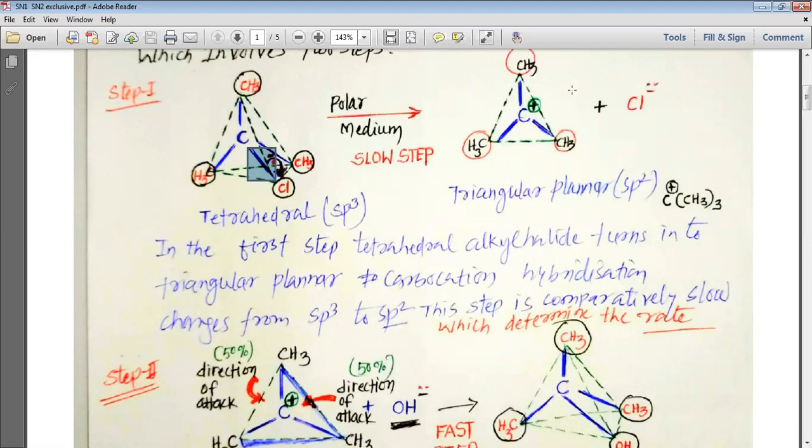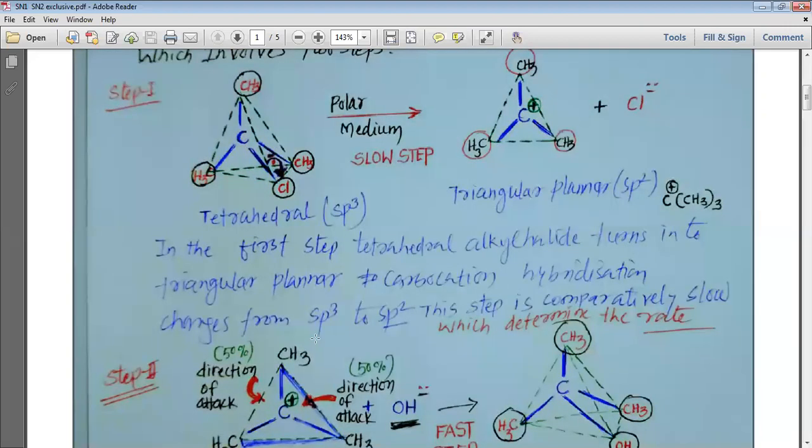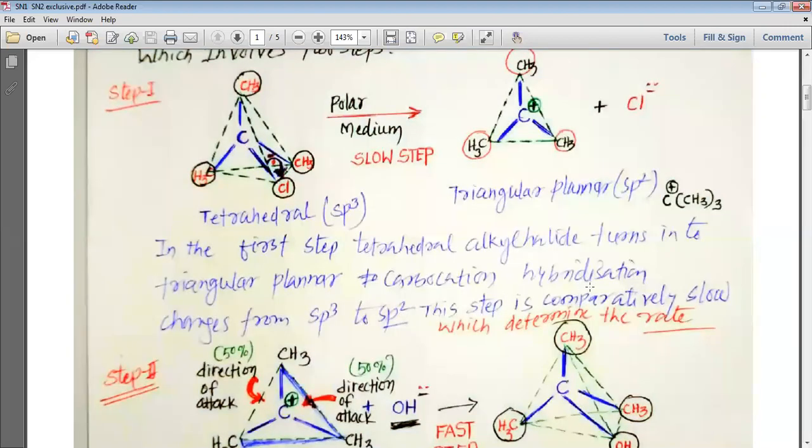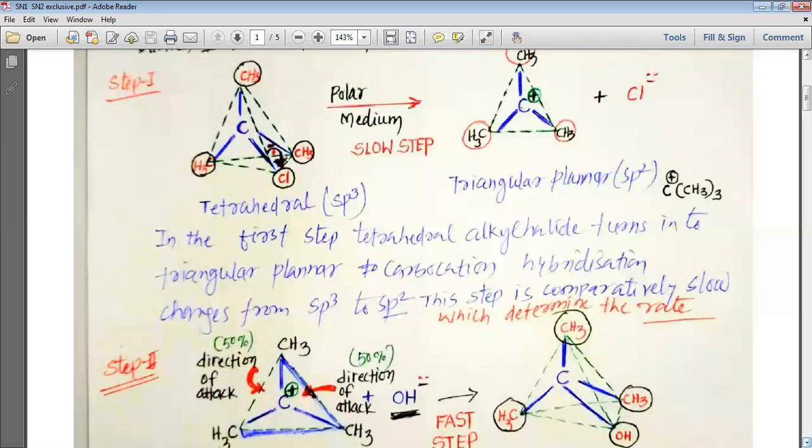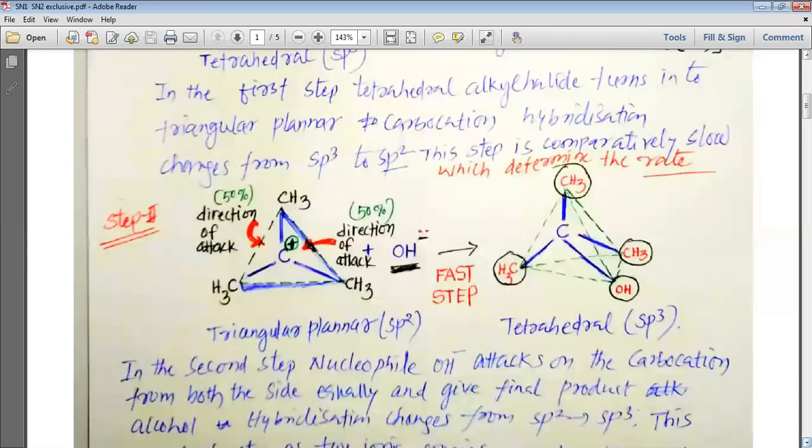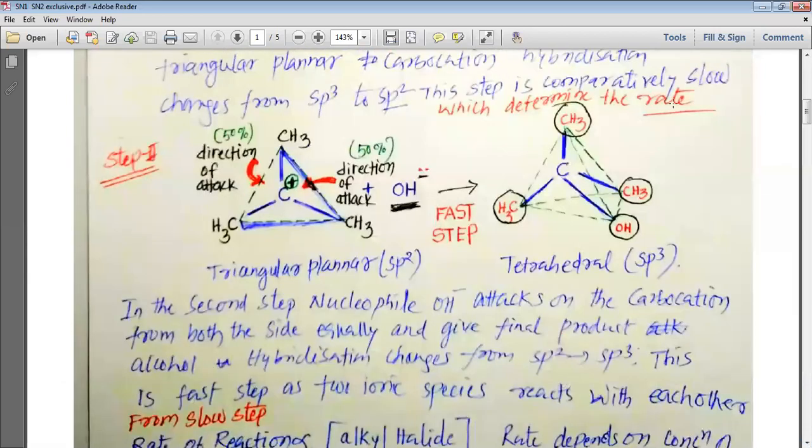The first step is the slow step. In the first step, the tetrahedral alkyl halide turns into a triangular planar carbocation. Hybridization changes from sp3 to sp2. This step is comparatively slow, and as it is the slow step, we studied in chemical kinetics that it determines the rate of reaction. Now we have the second step.